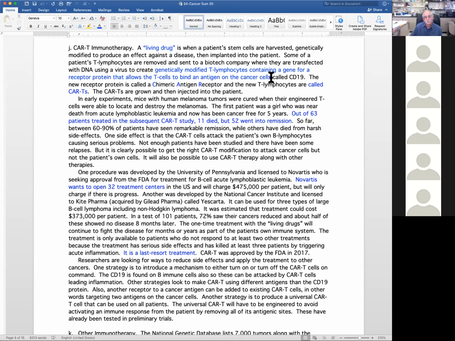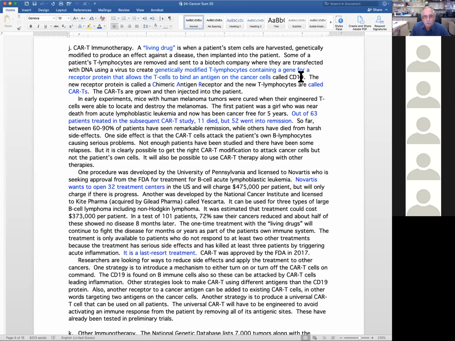So first of all, to be effective, the cancer cells have to have this CD19 antigen on their surface. So a normal T cell is not going to recognize that, but they created a gene that codes for a brand new receptor protein. So that becomes synthesized on the surface of the T cell. And when it binds to the CD19 receptor, it can attack that cancer cell and kill it.